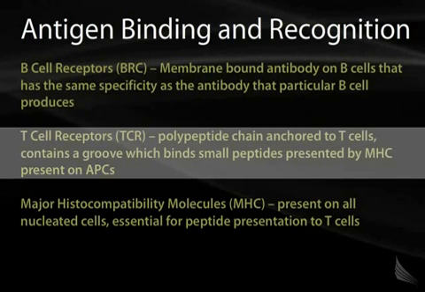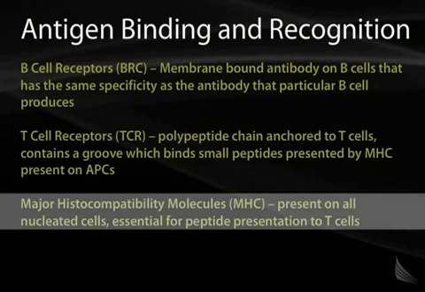For the T cell receptor, these are polypeptide chains that are anchored to T cells. It contains a groove which binds small peptides presented by MHC that is present on the APCs. So T cell receptors, remember, they have to have antigen processed. They're a little bit pickier. They need something broken down and presented to them.